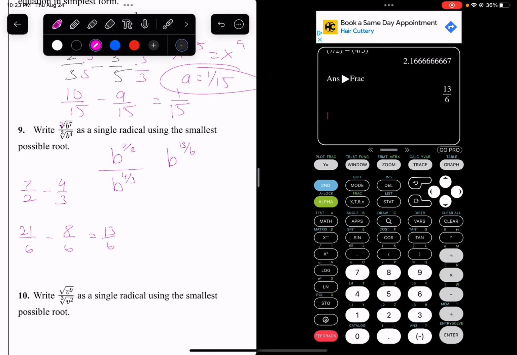Okay, so at this point, if they said the smallest possible root, what you need to double check is make sure that this fraction is completely simplified. In this case, it is. And they want you to write it as a radical. So to put this guy back in a radical, you're going to do this. The 6 is going to go here, and the 13 is going to go there.